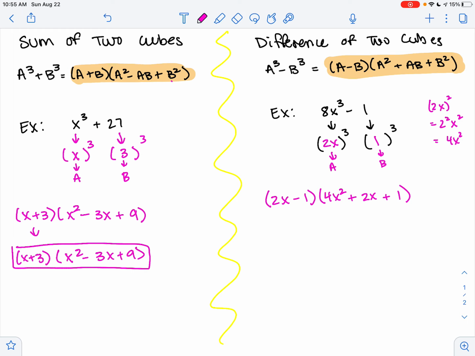Now that we have factored the difference of two cubes, we want to check to see if we have factored completely. This first term is linear, so I know that that one is factored completely. If I were to try to factor this one, I would be looking for factors of 4 that add to 2. There are no such factors, so I know that this one is factored completely. So that would be my answer. And that is how you factor a difference of two cubes and a sum of two cubes.